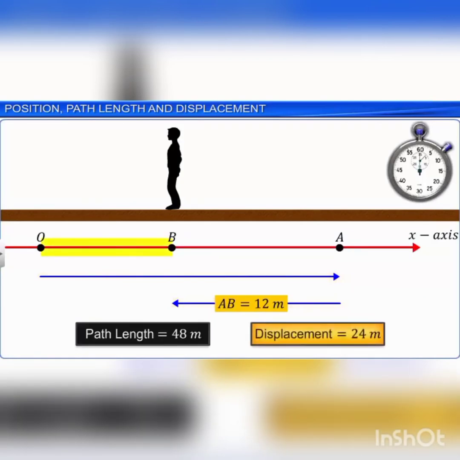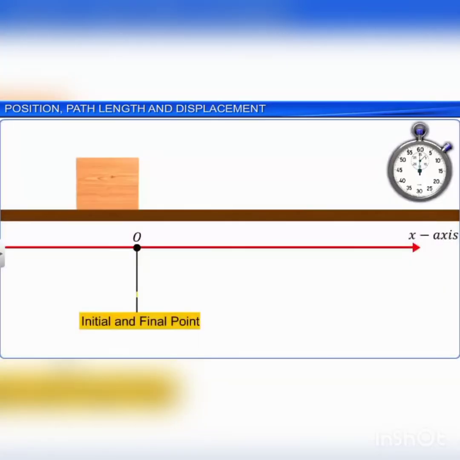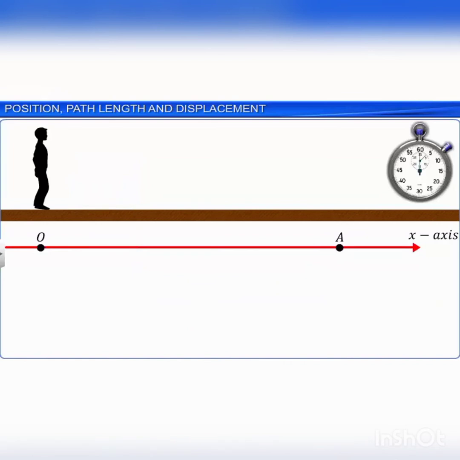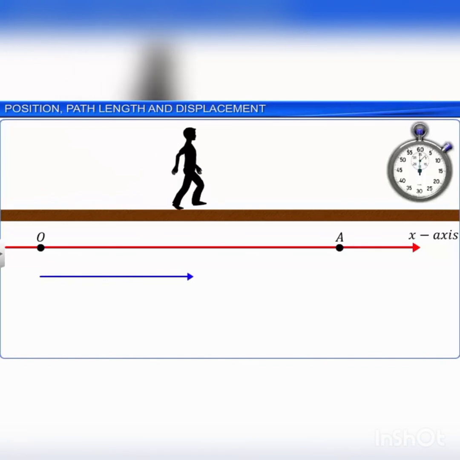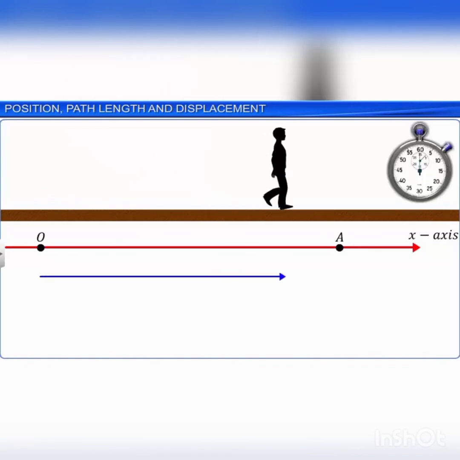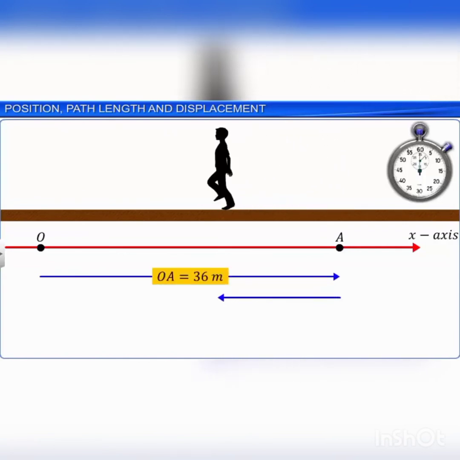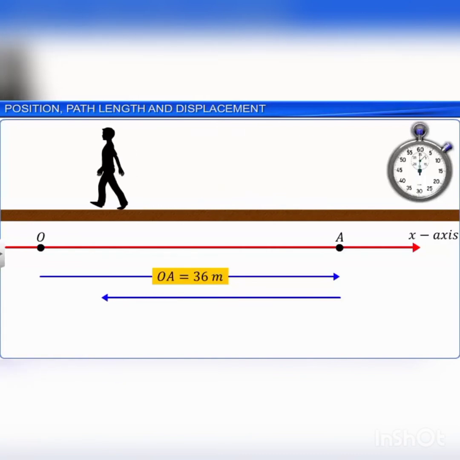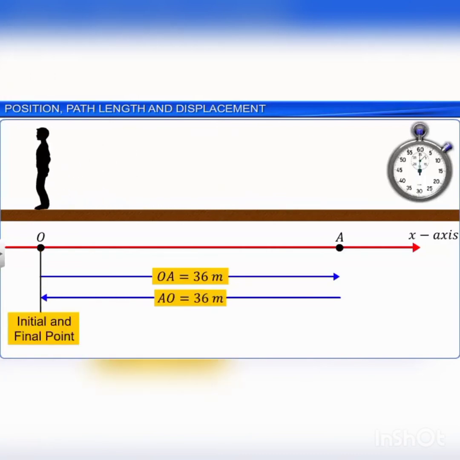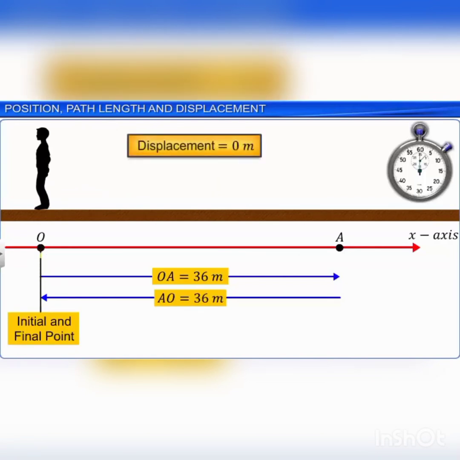There may be cases where the displacement of an object may be zero, even though it has moved, but its path length will not be zero. For example, the man starts from O, goes to A, and comes back to O. The final and initial position of the man being the same, his displacement is zero. However, the path length of his journey is 72 meters.